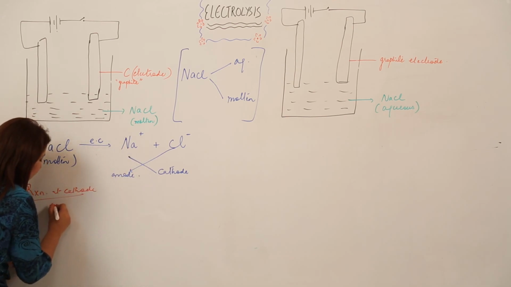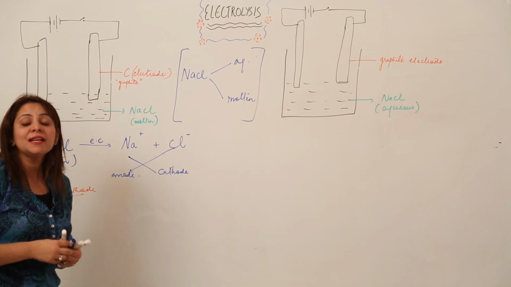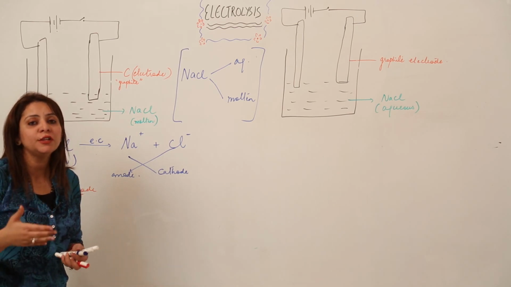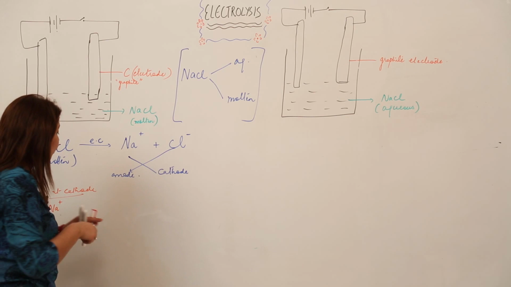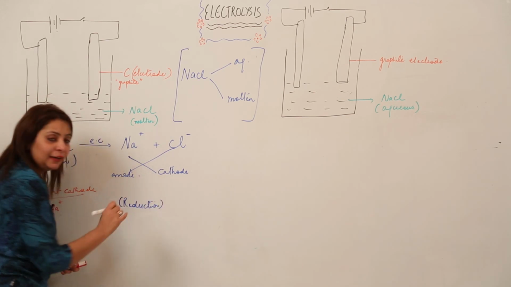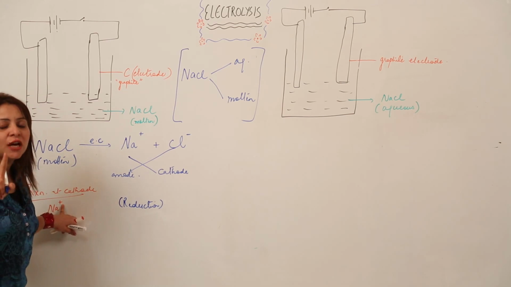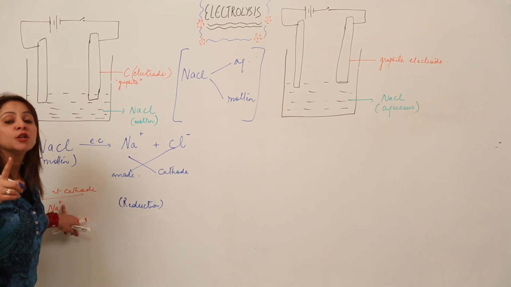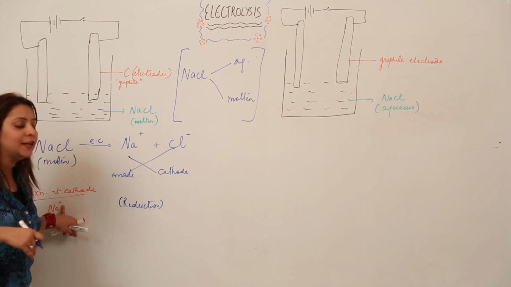Na positive. Na positive means it has lost one electron. So what will it do? It will gain an electron, and you know that gaining of electron is called reduction, right. Because it has one positive charge, that means it has lost one electron. So it will now regain its one electron.